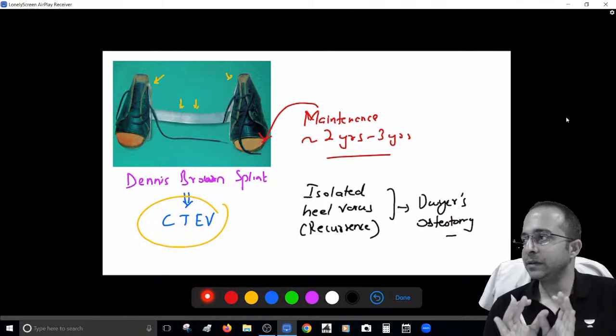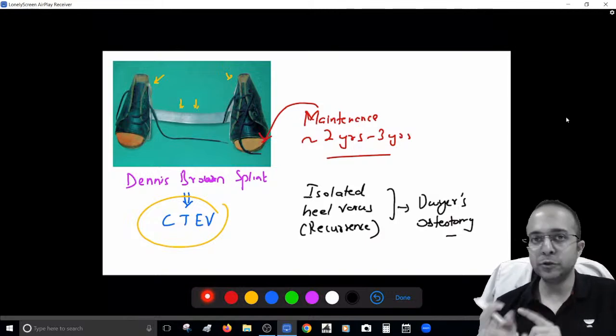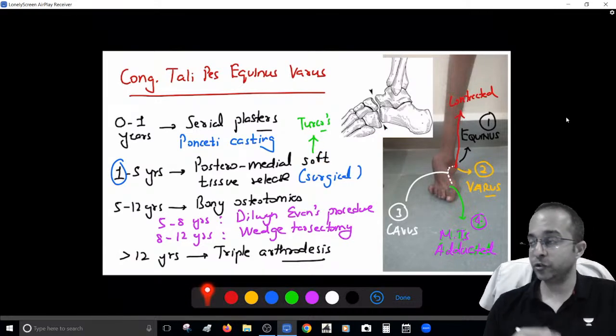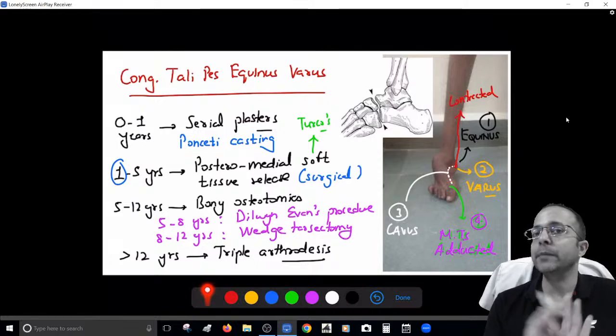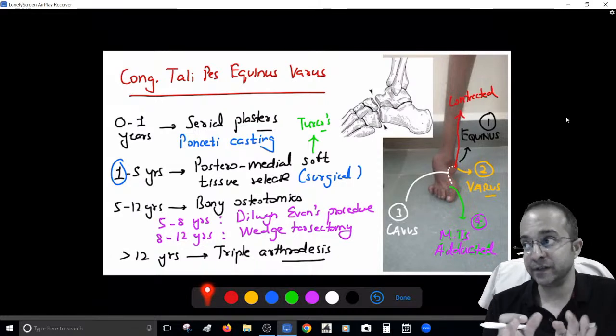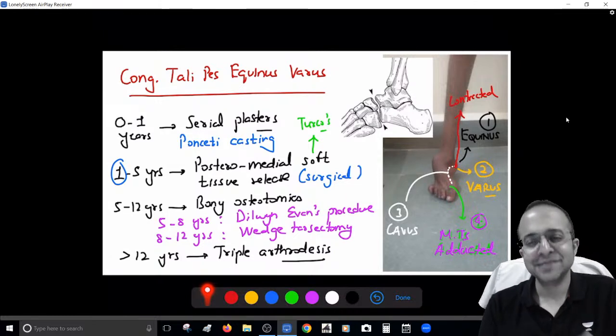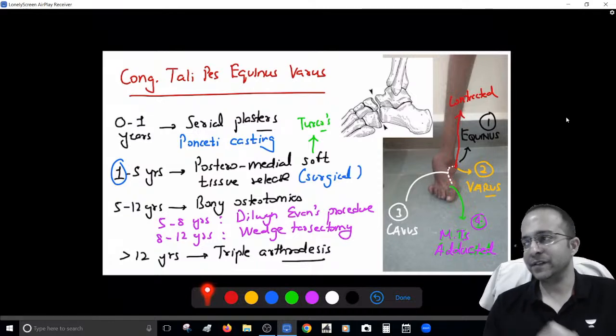So, clear with that, Jitin, when to do Dwyer's, when to do Dillwyn-Evans, and when to do Turco's soft tissue release? Don't confuse the three things. The three procedures are absolutely different, for absolutely different scenarios. And Jaipur foot is for an amputation case. It's an orthosis, a splint. Jaipur footwear is not for this case, Adnan.